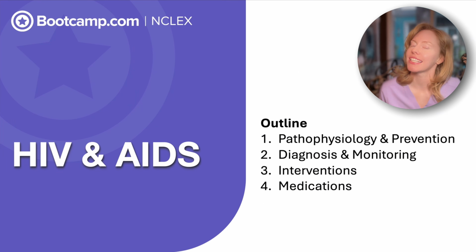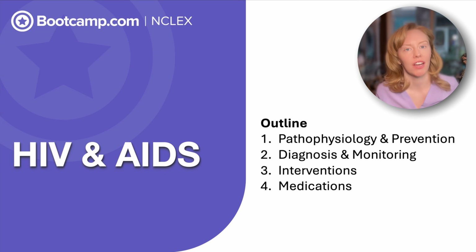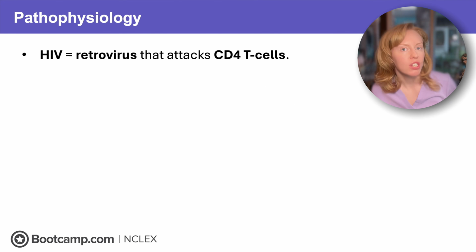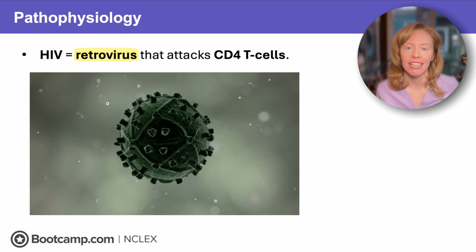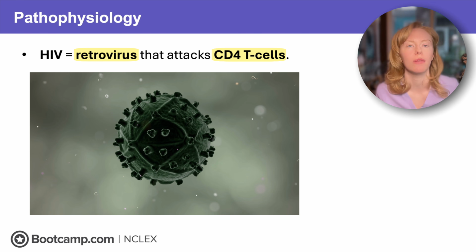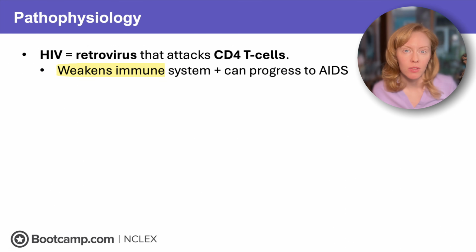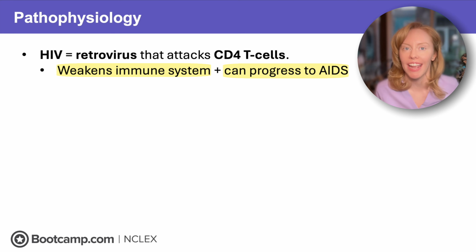Talking about something the NCLEX loves to test on, and that's infection. I'm Dr. Emily, and this is HIV and AIDS. So, HIV, or human immunodeficiency virus, is a retrovirus that attacks your CD4 T cells, which are important cells in your immunity. So, over time, this weakens the immune system and can ultimately progress to acquired immunodeficiency syndrome, or AIDS.